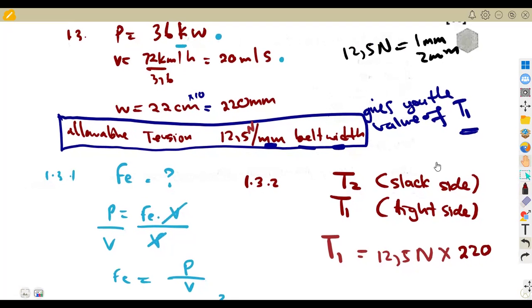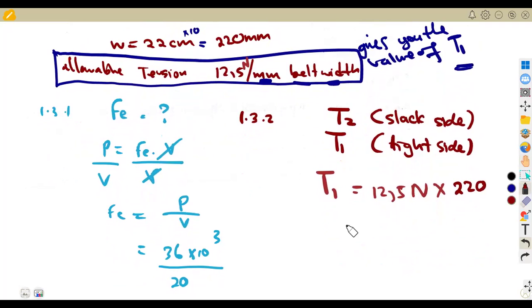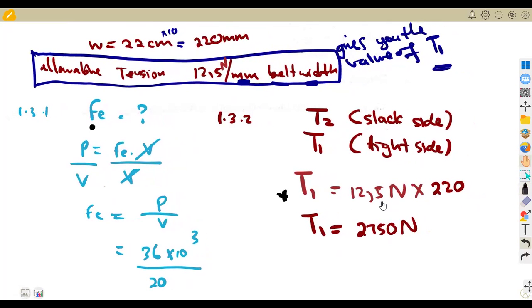So this gives you the tight side. Like I said, you obtain the tight side from the allowable tension. So that was going to give you something like 2,750 Newton for your tight side. Now that we have the effective force, remember we calculated it, and we know that there is a relationship between these two.